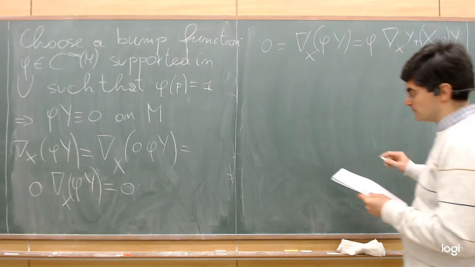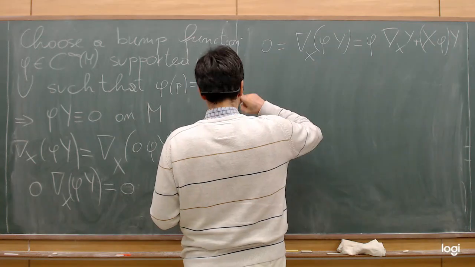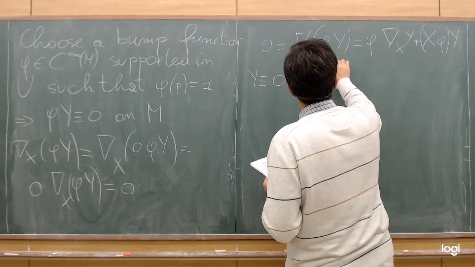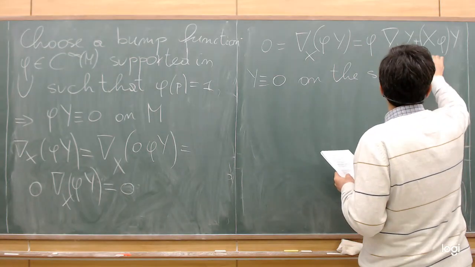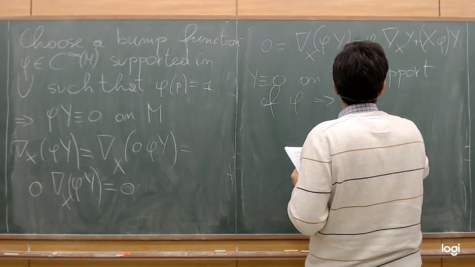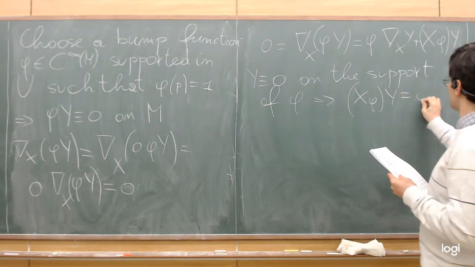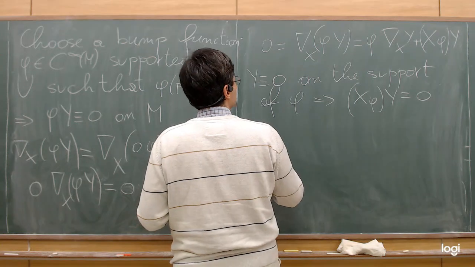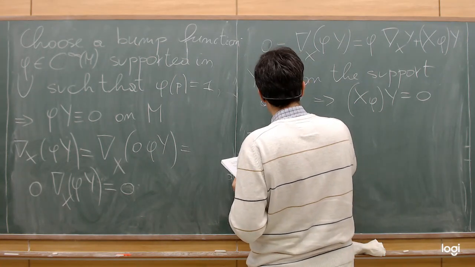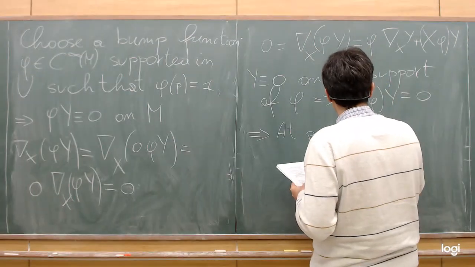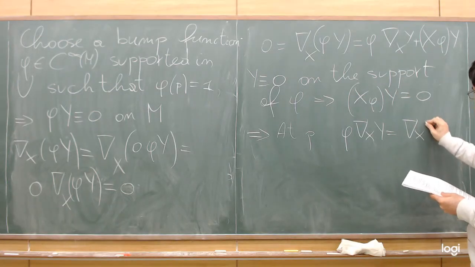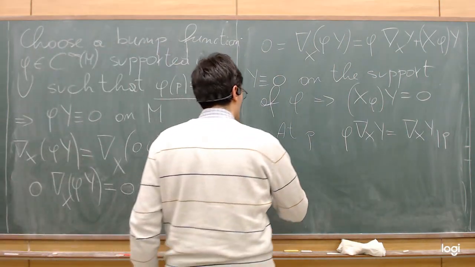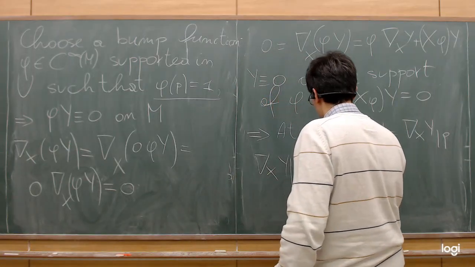Now if we take into account that Y is 0 on the support of φ, this implies that (Xφ)Y is 0, and this says that at P, φ ∇_X Y is equal to ∇_X Y at P, because φ at P is equal to 1. So we got that ∇_X Y at P is 0.